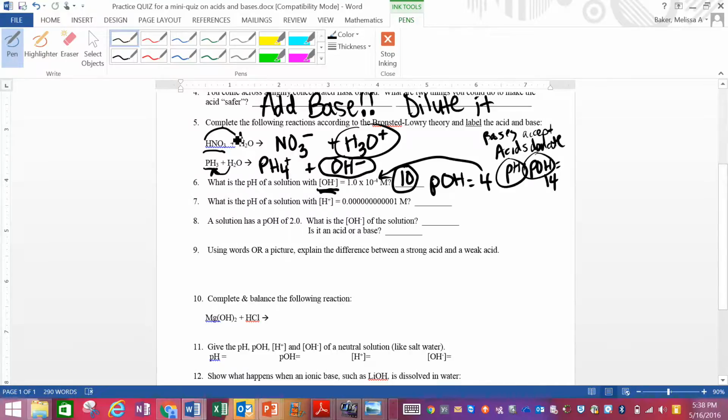How about number 7? Wow, this is a lot of zeros. 1, 2, 3, 4, 5, 6, 7, 8, 9, 10, 11. So that's 1 × 10⁻¹². Because it's always the number of zeros plus 1. So the pH of this would be 12.